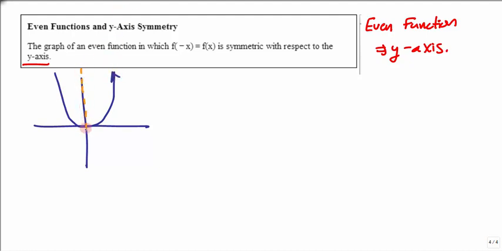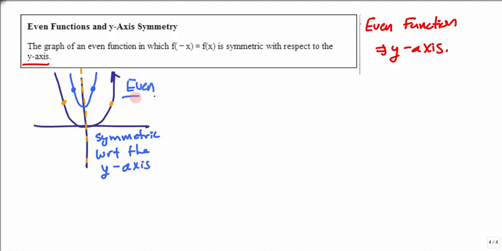Now it's symmetric with respect to the y-axis because we can see that any point on the right reflects to the same point on the left. Now we could also have, let's say, a parabola opening up that didn't start at the origin that's also symmetric. Any point on the right has an equal point on the left across the y-axis. So that's another example of a symmetric graph. So this is symmetric, and we use the letters WRT to represent with respect to the y-axis. So this is called an even function because it's symmetric with respect to the y-axis.